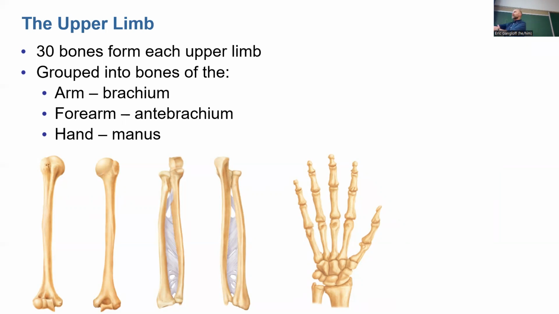Then we have the forearm or antebrachium, which is from your elbow to your wrist. And there's 2 bones in that region of your arm, the ulna and the radius. And then finally, we have the hand, which includes all of your carpals down here, which are the bones of your wrist, and then your metacarpals here, which are the bones of your hand. And we'll talk about those in some detail in just a second here. So that's generally the lay of the land.